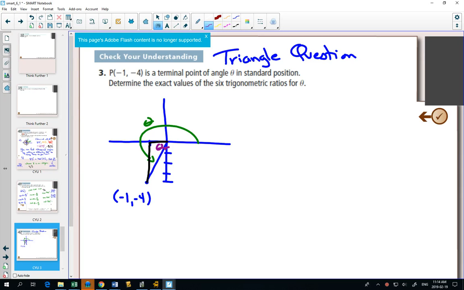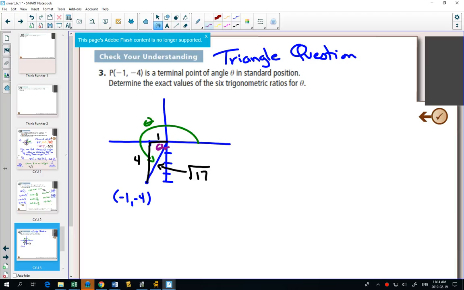Because now, what do I know about this triangle? I know this length is 1. I know this length is 4. And you're going to get really, really good at a squared plus b squared equals c squared for mental math. How long is the hypotenuse? 16 plus 1, 4 squared plus 1 squared is 17. So the hypotenuse will be the square root of 17.